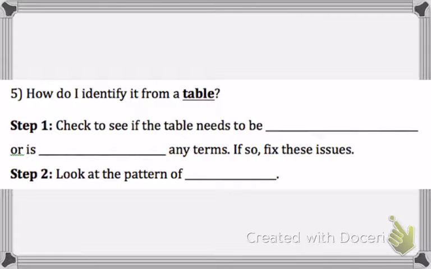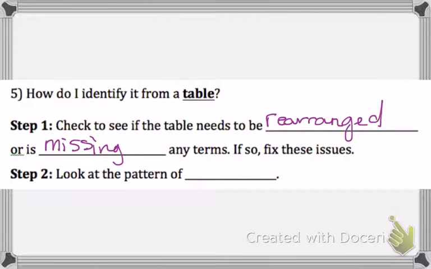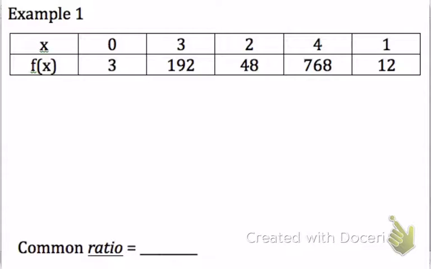Okay, identifying it from a table. Still similar in that we need to check to see if the table needs to be rearranged or is missing any terms. If so, fix these issues. Then we are going to look at the pattern of the f of n, which is the number of tiles, for example, that a term might have in a sequence.